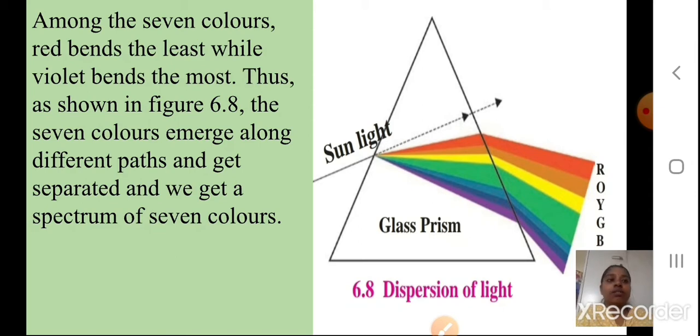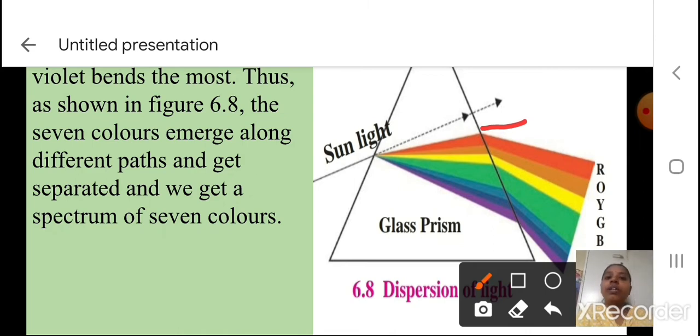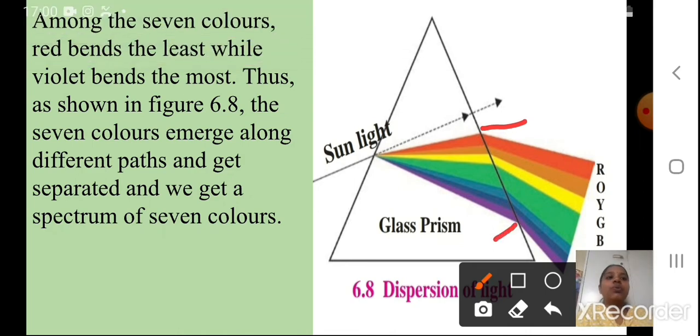Among the 7 colors, you can see the 7 colors have been distributed. Red bends the least, while violet bends the most. So all the refracting angles here will be different. Thus, as shown in figure 6.8, the 7 colors emerge along different paths and get separated, and we get a spectrum of 7 colors.